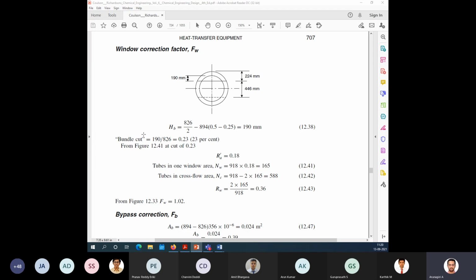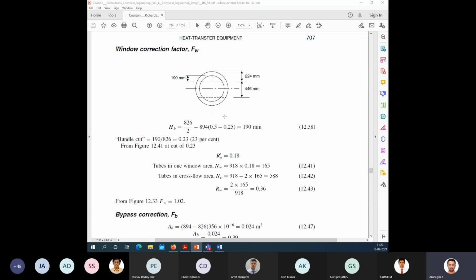Okay, so to calculate that, you should know the bundle cut. For the heat transfer coefficient, you will use bundle cut. For pressure drop, you are using baffle cut. Okay, so Hb you have to calculate. Hc minus Hb is nothing but Ds by 2 minus Db by 2. So using that formula, you can calculate Hb. Once you know the Hb, you can find out the value of Ra dash.